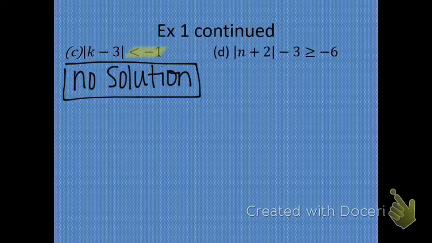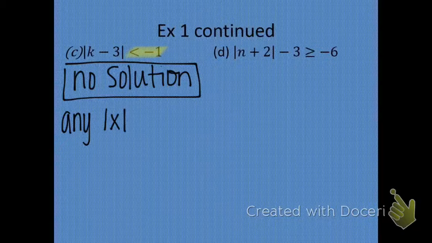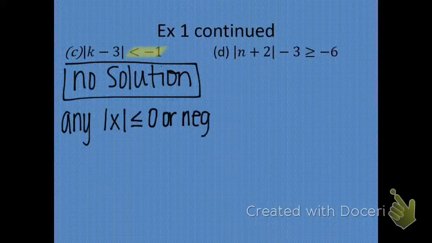So somewhere around letter C, I want you to add this, okay? Any absolute value, and I'm just putting an X in there because it could be anything, any absolute value that is less than or equal to, because it could be the less than symbol, it could be less than or equal to. But if it's less than or equal to 0 or a negative number.